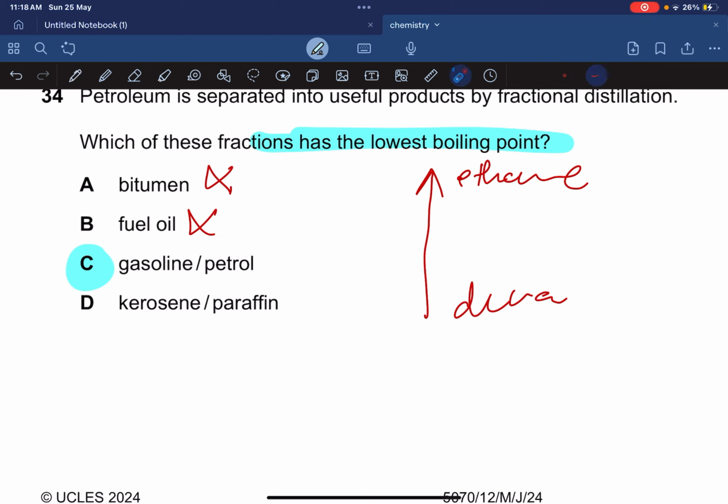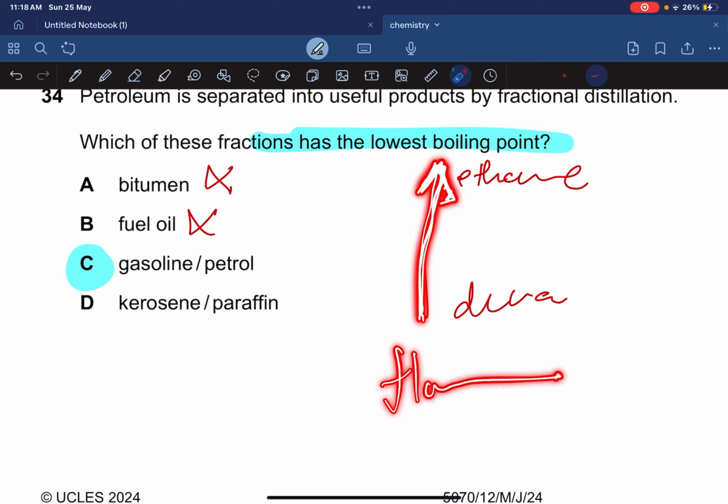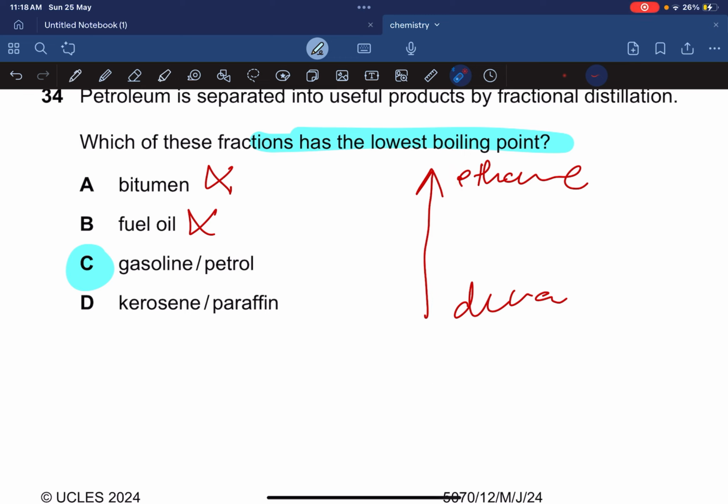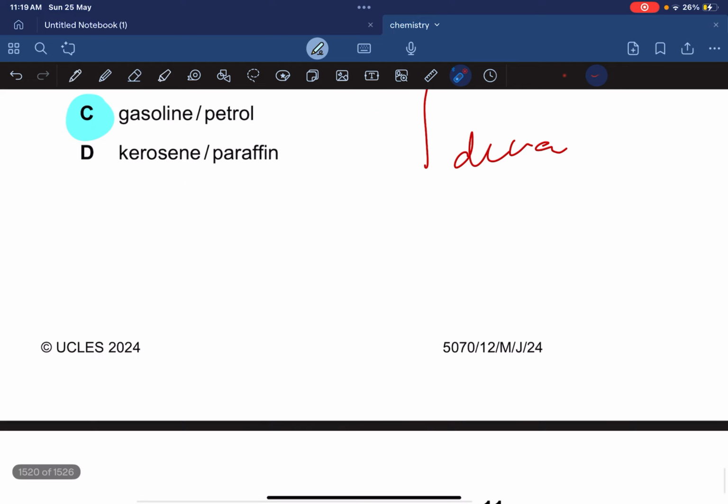You got to know that as you go up, your viscosity decreases, your melting and boiling points also decrease, and your chain length also decreases, and your flammability increases. Okay, the only thing that increases is going to be your flammability. Flammability is the property of that hydrocarbon to burn itself. Okay, how readily it's ready to burn. Okay, so we're done with this.